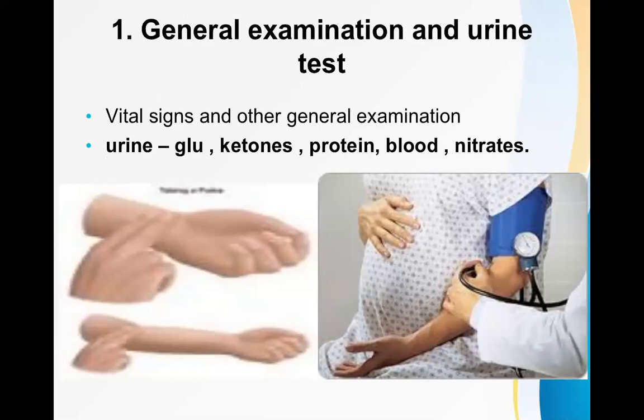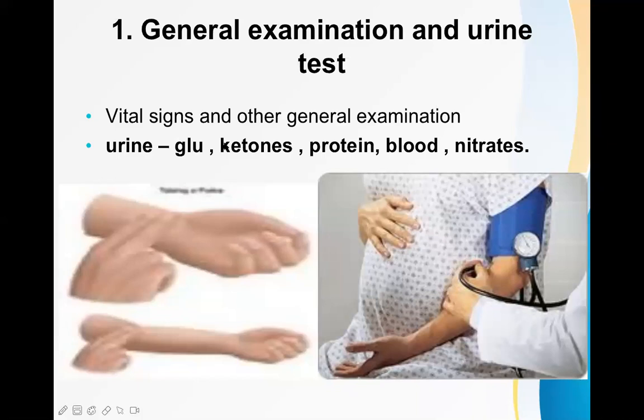Regarding the vital signs: pulse, blood pressure, respiratory rate, temperature, and pulse oximetry. But probably pulse oximetry is not necessary here, because we are talking about normal labor and she is not in dyspnea. So pulse oximetry is not required here. Apart from that, all other vital signs would be recorded and noted down.